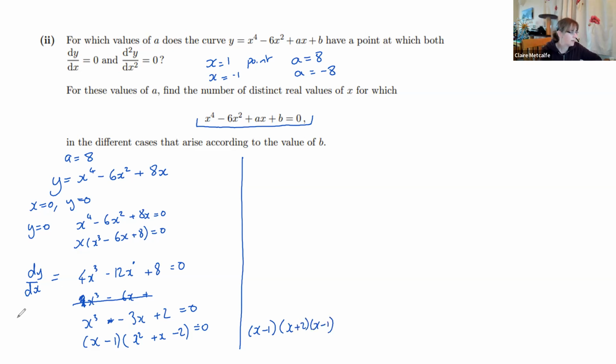So I know that dy by dx equals 0. Let's actually write this up here where we've got some room. dy by dx equals 0 for x equals 1 and x equals minus 2. So let's see if we've got enough to start drawing this picture yet.